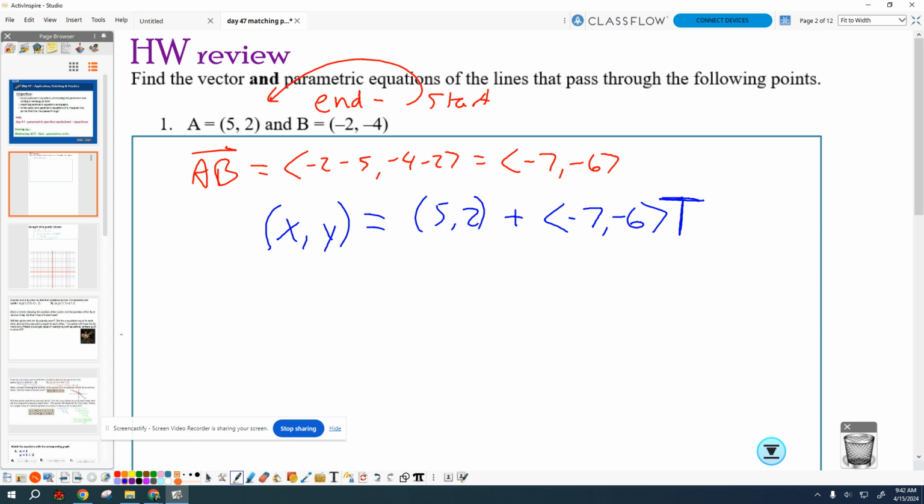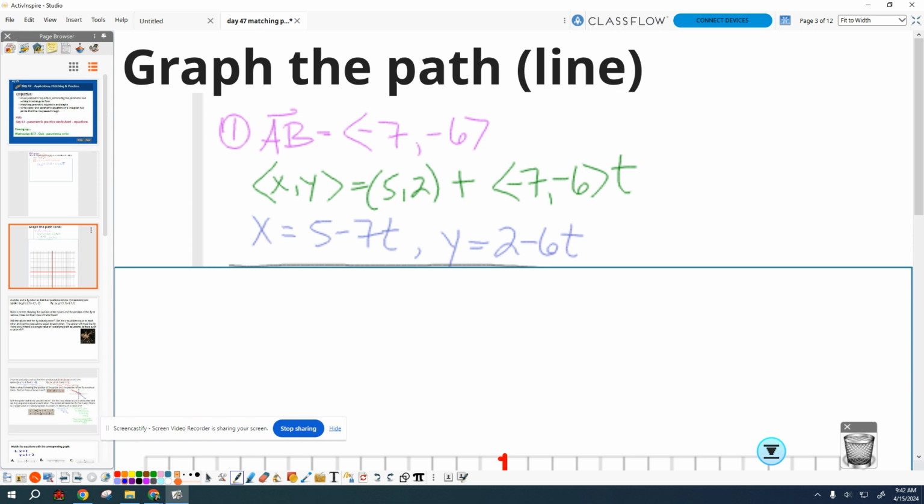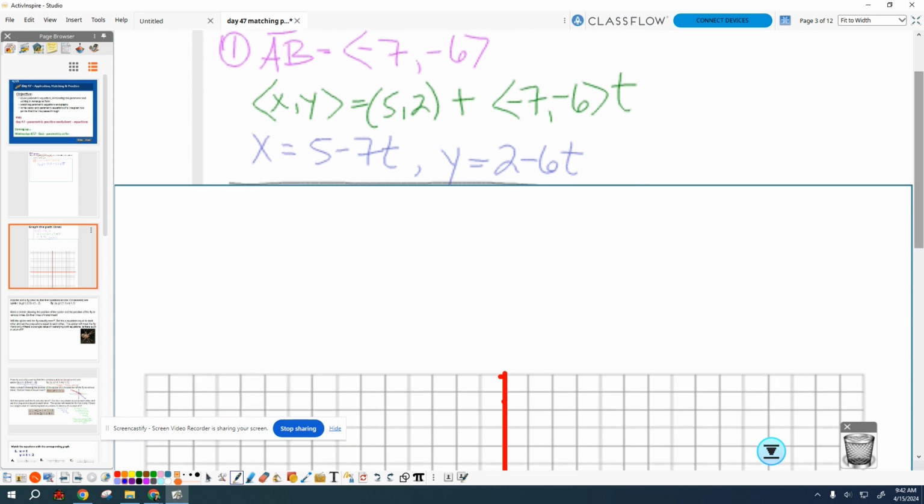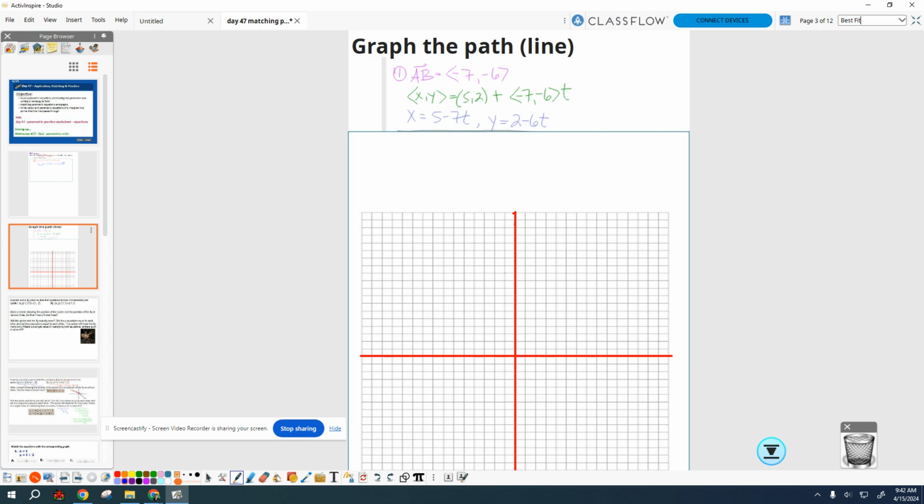So to show you what she just found: pick either coordinate, the coordinate 5, 2. And from there, every second, walk backwards 7, down 6. So that's the path of the line.